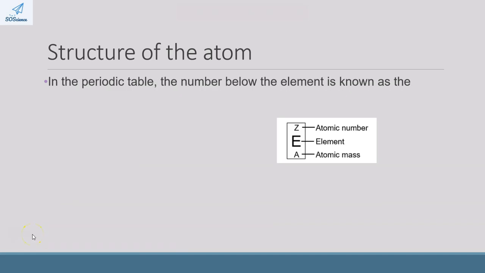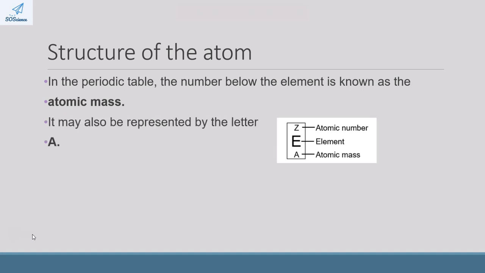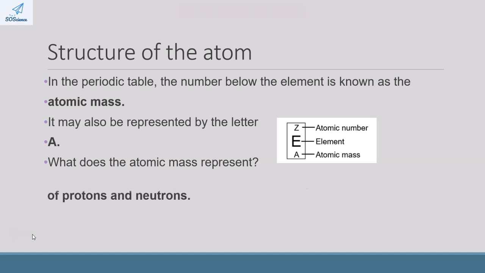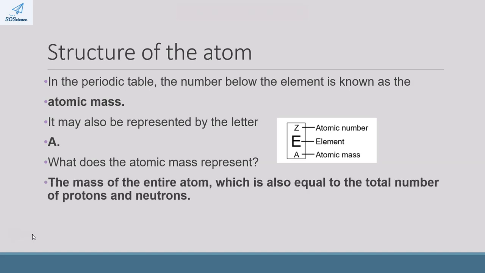In the periodic table, the number below the element is called the atomic mass, which may also be represented by the letter A. What does the atomic mass represent? Well, as the name suggests, it represents the mass of the entire atom, but that is also equal to the total number of protons and neutrons that the atom possesses.